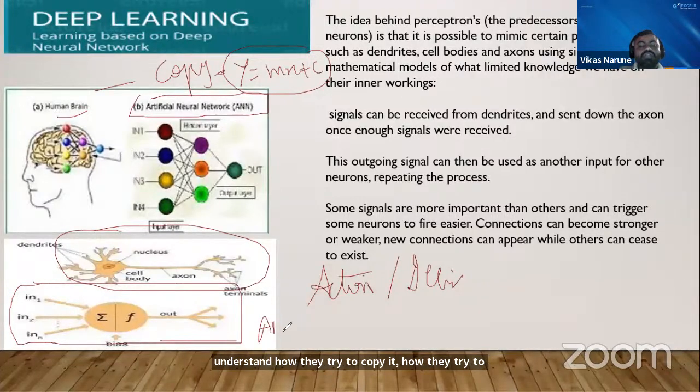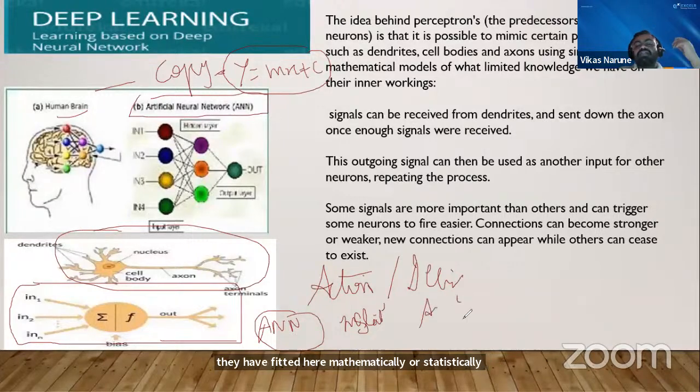So this is what the functionality artificial neural networks are doing, right? And how they are fitted here mathematically or statistically, how they are trying to achieve the same objective, how they are trying to activate the signals, how they are trying to pass the information. Everything we'll try to understand, guys.